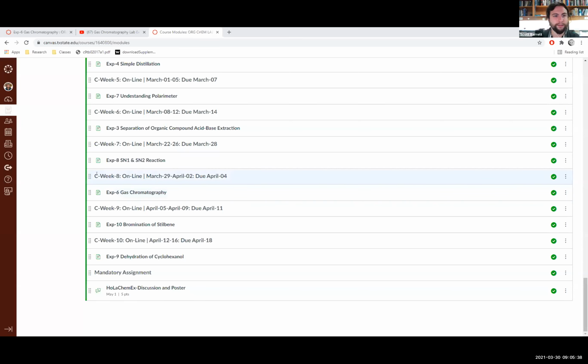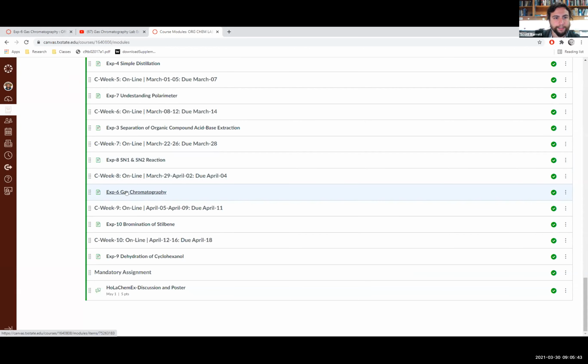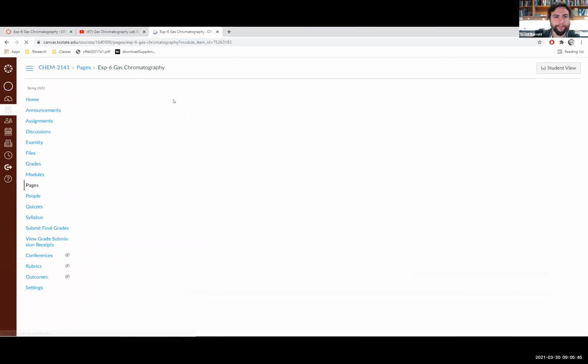And let me switch my screen share really quick over. So HOLA ChemX, please make sure to work on that. And let me switch over to our module today for what we are reviewing. So last week we did our SN1, SN2 reaction. This week we're going to be working with gas chromatography. Switch that back. All right, so Group C, Week 8 online. Today is March 30th, and this is our gas chromatography section.